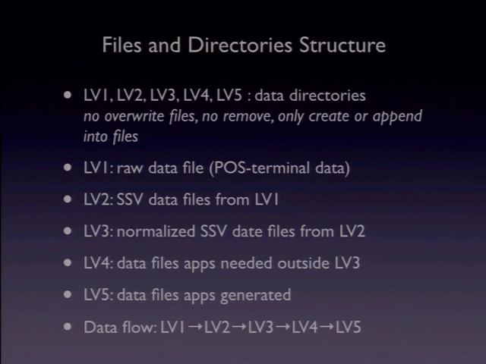Next, level 3. Level 3 stores normalized SSV files for Unicage applications. Data is obtained from level 2 only. This corresponds to normalization of relational databases. And next, level 4 stores data that Unicage applications use and that is not included in level 3. For example, for the CGI applications, HTML template files should be within the level 4 directories. Level 5 stores data generated by Unicage applications, for example, report files, CSV files, PDF files, and Microsoft Excel files, or something like that.